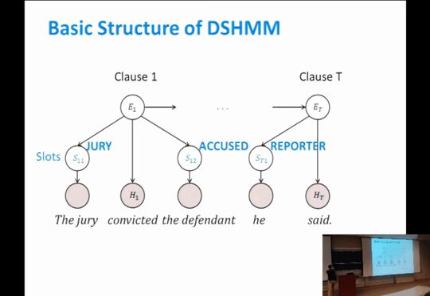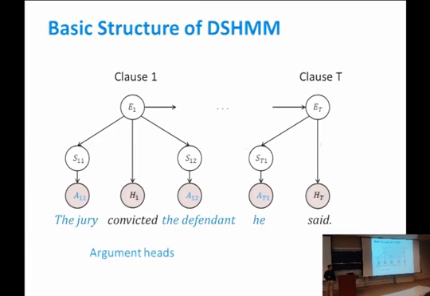All right, and then the second layer of latent variables will correspond to the slot variables, describing the clusters of entities or participants. Again, after clustering, hopefully you'll learn that this takes a value corresponding to the jury, this to the accused, and this to the reporter, and so forth. And likewise, conditioned upon that, you generate the argument heads that you observe.